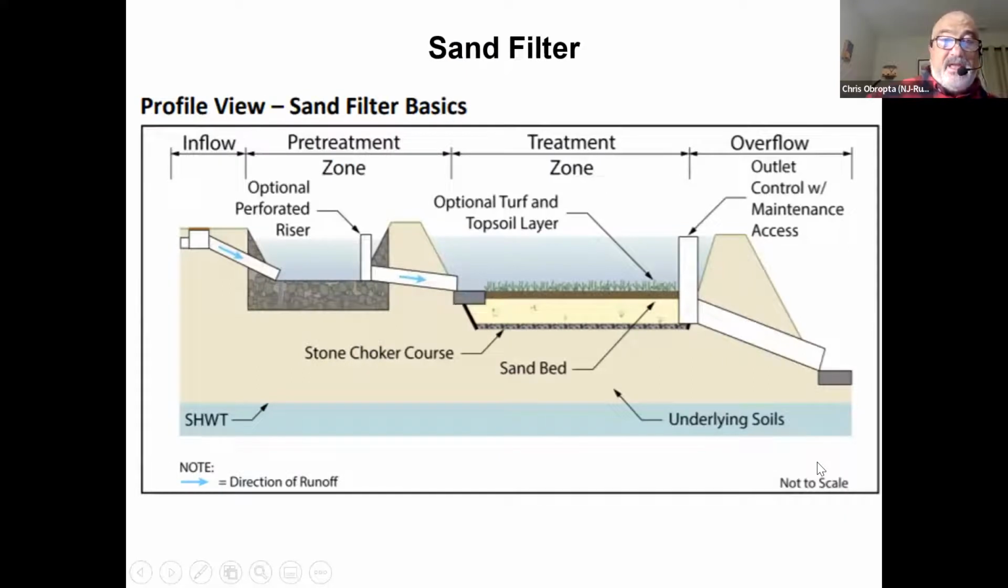So the other system we have is a sand filter system here. Now you can see the difference with this is it actually has some soil and grass on top. So it's kind of weird because the infiltration basin has all sand, but the sand filter has sand with grass over top of it. So it's kind of strange terminology they have here.